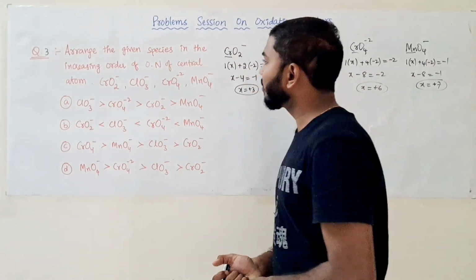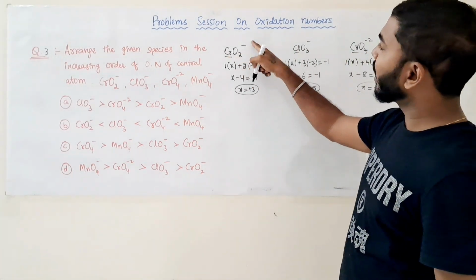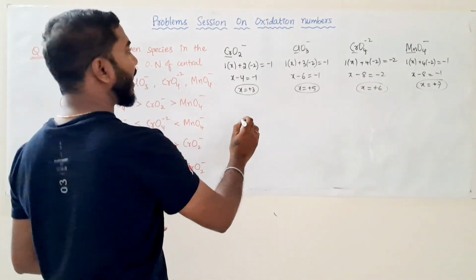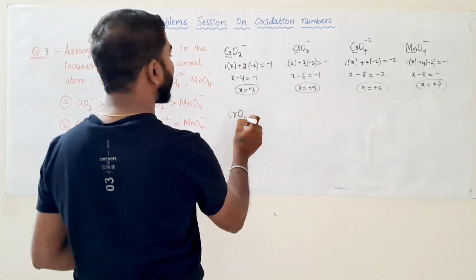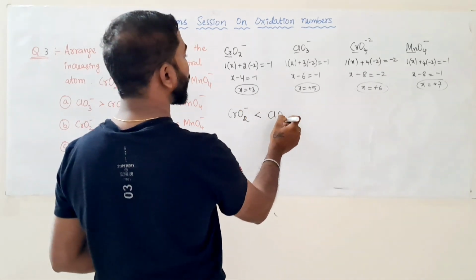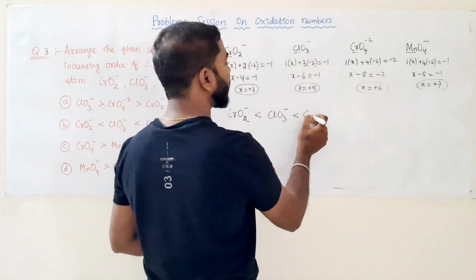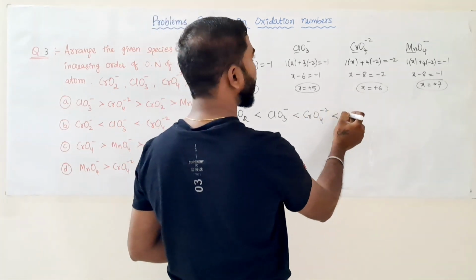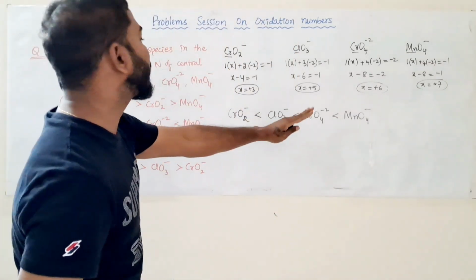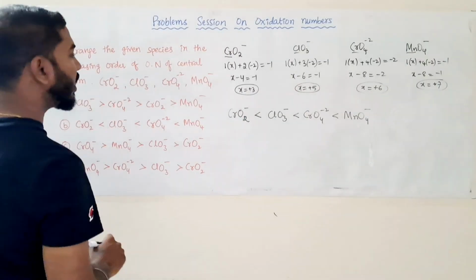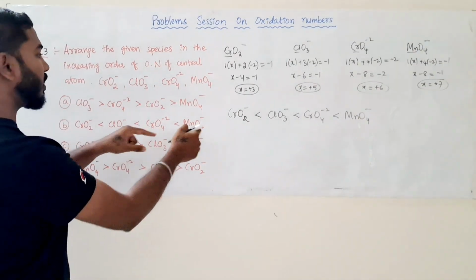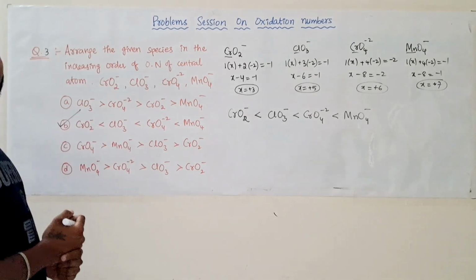So if you observe carefully, CrO2 minus has the least oxidation number and then it is followed by the next. So the order will come out as CrO2 minus less than ClO3 minus less than CrO4 2 minus and then MnO4 minus. Hope it is clear. Now please try to identify where you see this particular order. If you see the second option, it is representing the same order, and obviously option B is correct.